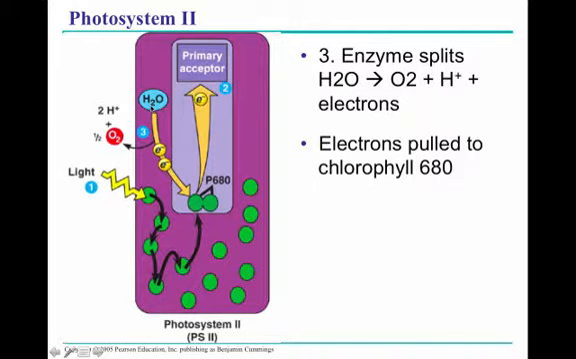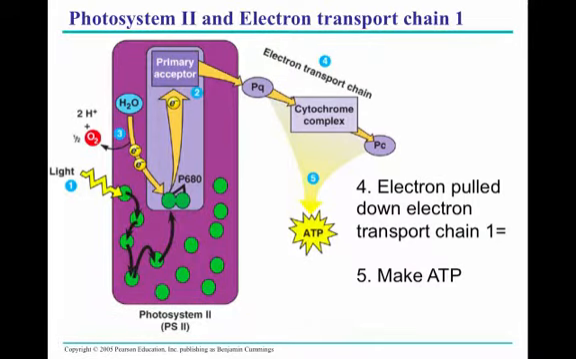We break the water molecule, we tear it apart with an enzyme. An enzyme splits the water into oxygen and hydrogen ions. And we use those electrons in the bonds to replace the electrons that are lost from those special chlorophyll molecules in the P680 center. And in that process of using water, we produce one of our major products, oxygen, here in our first photosystem. Okay. And we also produce some hydrogen ions as well.